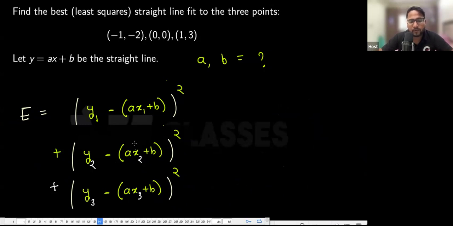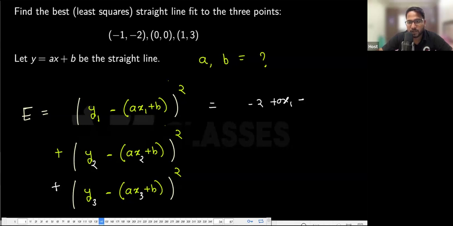So what is the value of x and y? x1 is -1, right? So this is as good as saying y1 is -2 minus a x1. x1 is -1, so it will be plus a minus b. So my first term is (-2 + a - b) whole square, right? The second term, similarly: y2 is 0 and x2 is also 0. So if this is 0, this is 0, it will be minus b square, which is as good as saying b square.